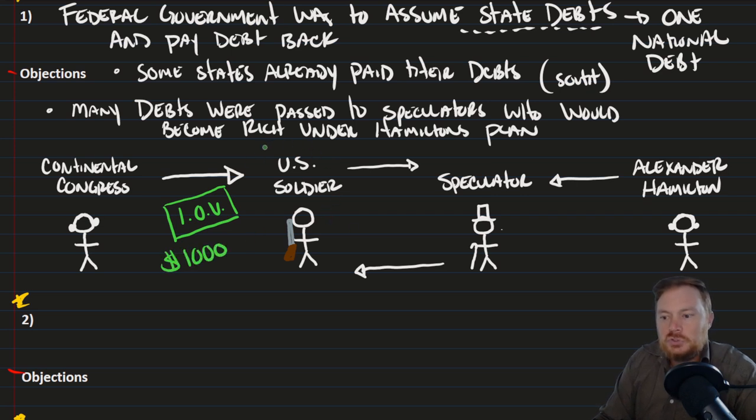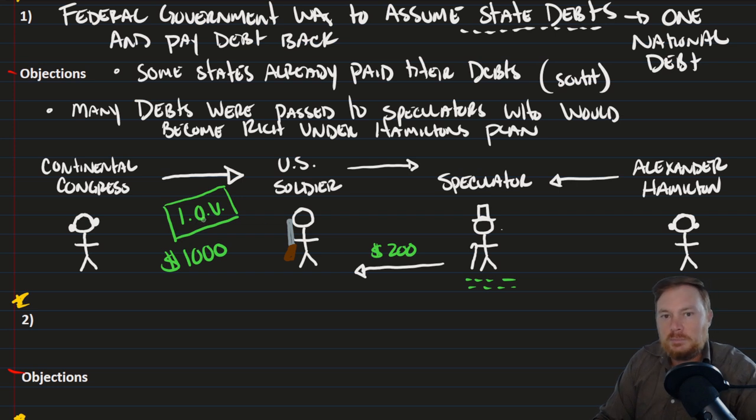Well, when US soldiers received these IOUs, as each week, month, and year went by, especially under the Confederation period, because remember, the Confederation couldn't tax, they couldn't pay back those IOUs. And so speculators came along and said, look, I'll give you cash right now for this IOU. But the cash value that was proposed was a lot smaller than what the IOU was. It might have been something like $200. So the speculator says, look, I'll give you $200.